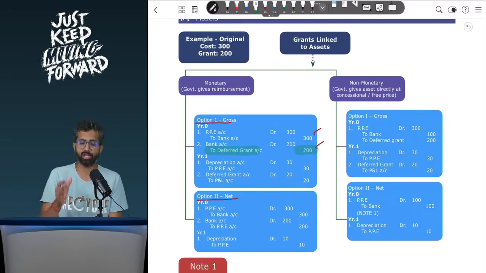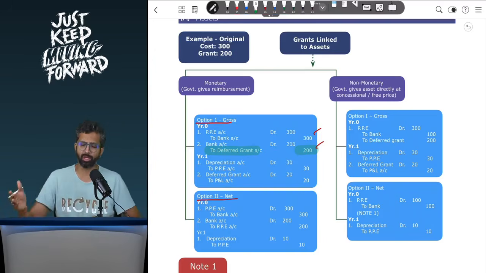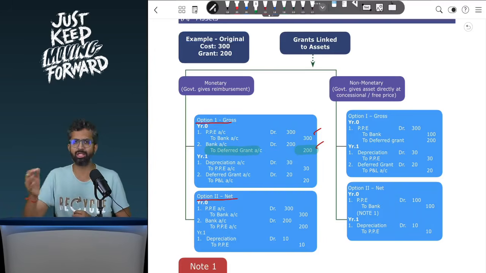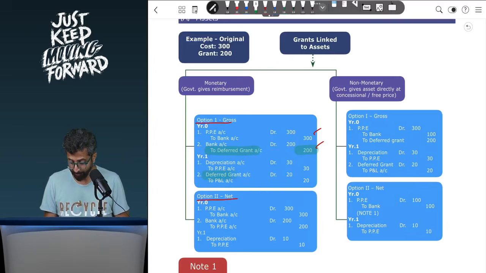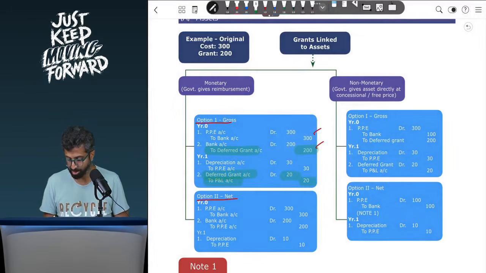And hence the deferred grant, or deferred income, or the deferred government grant, whatever nomenclature you use, the deferred grant account is debited, let us say, to the profit and loss account. This will be grant amortization: 200 divided by 10, in the ratio of depreciation, that is 20 per annum. This will be how the grant would be amortized. So over here, this will result in an amortization for the grant.